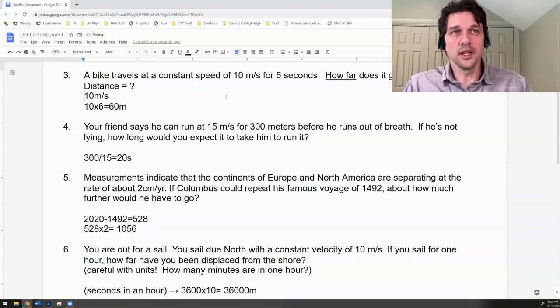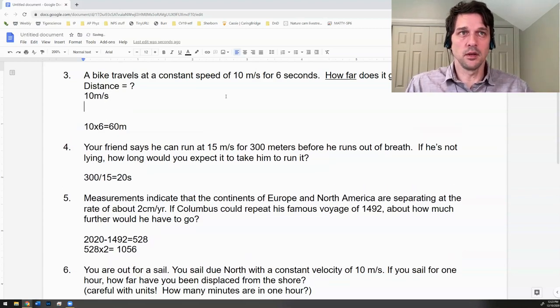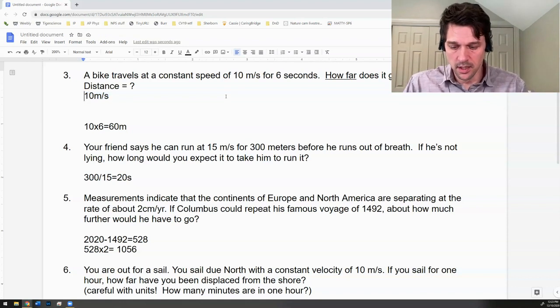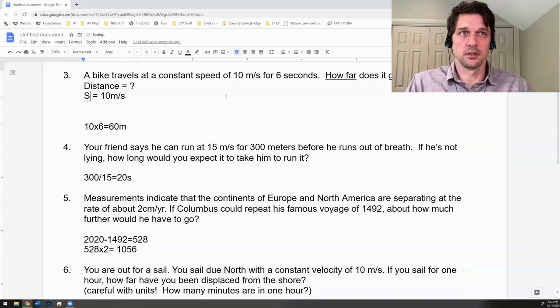If you just wrote this, 10 meters per second, that's just saying 10 meters per second, but what does that represent? Even that is not quite enough. You want to say speed equals. Really show that you're not just throwing numbers on a page, you're saying what the numbers are about.